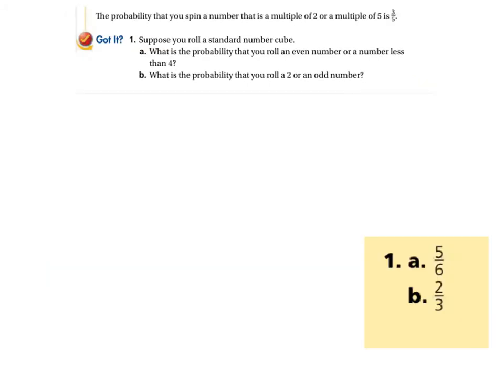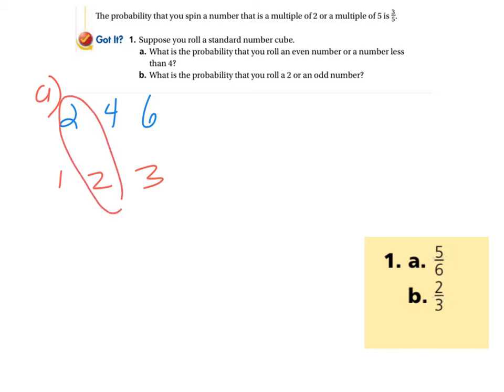So here, suppose you roll a standard number cube. What is the probability that you roll an even number or a number less than 4? Okay, so let's think about that. Even numbers are 2, 4, 6. That's it, right? Or a number less than 4. Numbers less than 4 are 1, 2, 3. So this is A we're working on here, by the way. We're going to have to subtract because you have some overlap, the 2. So we're going to subtract that out.